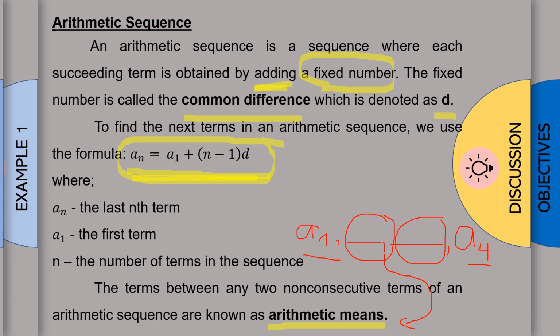Okay? Kasi may ganong case na may nawawala in between two given terms. So, these are the terms and concepts na gagamitin natin in this lesson.